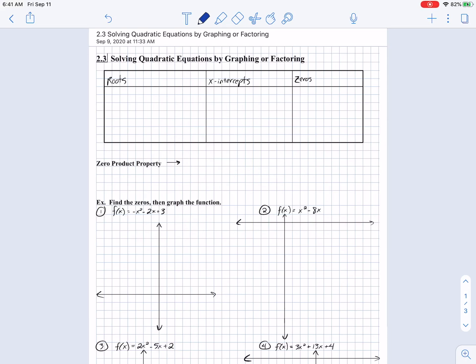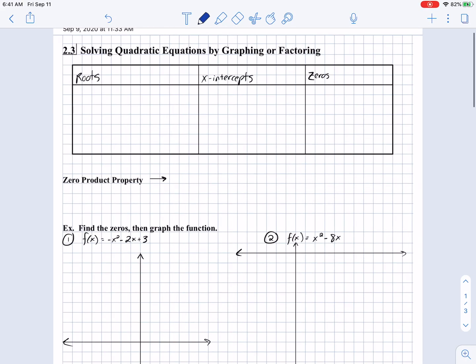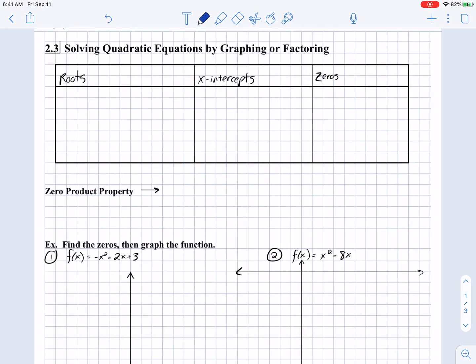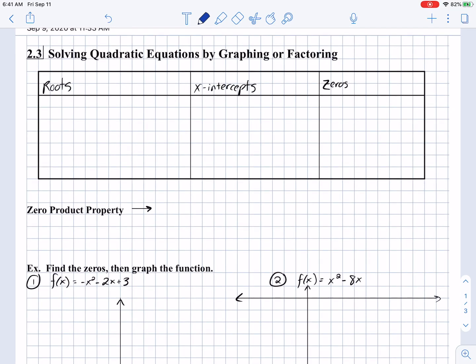All right, for 2.3, if you remember back when we were practicing factoring in Unit 1, I reminded you that factoring was not going away, so we're going to continue factoring with quadratic equations. Just a couple items of vocabulary and definition that I want us to understand, because you're going to be seeing the words roots, x-intercepts, and zeros a lot in this unit, especially this section. So roots, or what roots just mean, are the solutions of an equation.